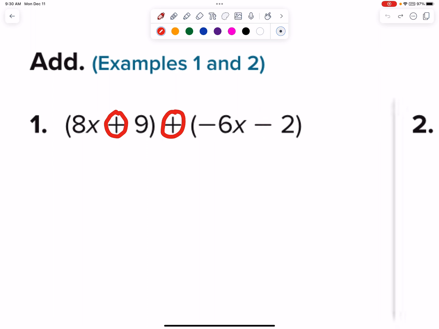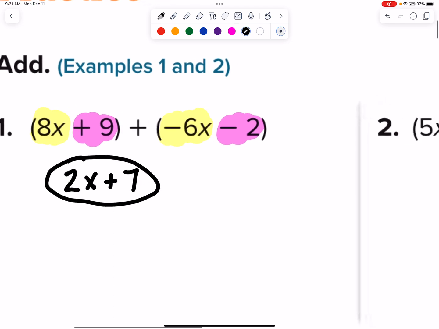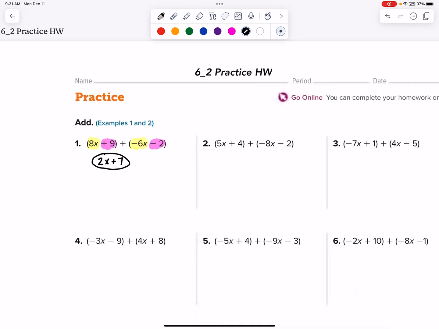This allows us to just combine like terms. There's no distributive we need to do or anything like that. So we're going to highlight our club members, 8x and negative 6x, and then we have a positive 9 and a negative 2, and then we can go ahead and join them together. So positive 8x and negative 6x is 2x, and we have 9 and a negative 2, different signs subtract, and we end up with 7. There's our answer.